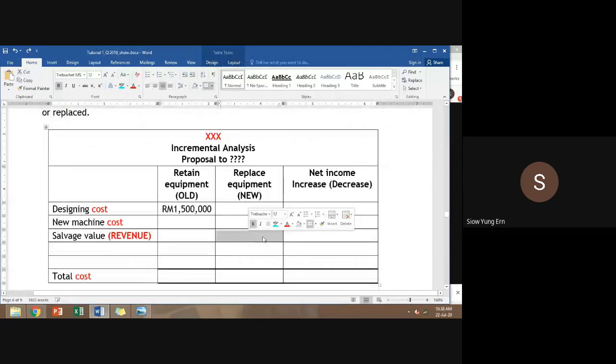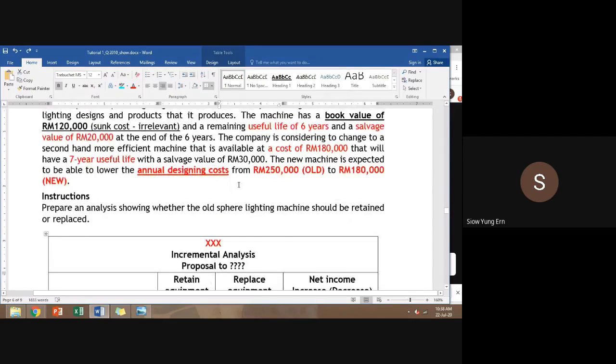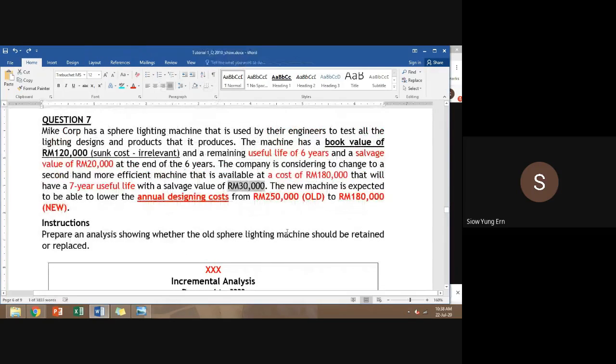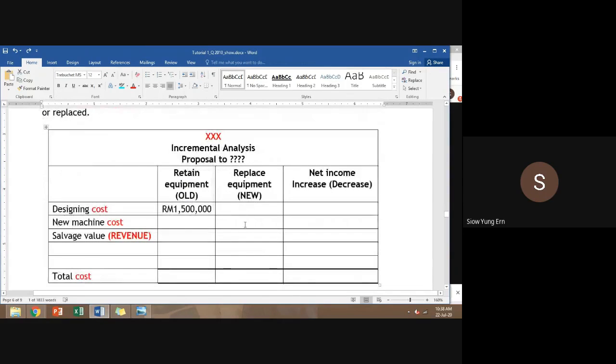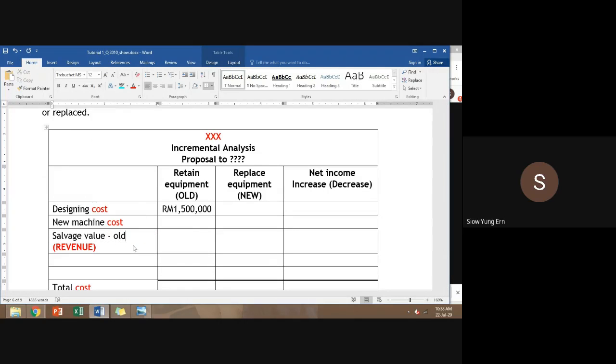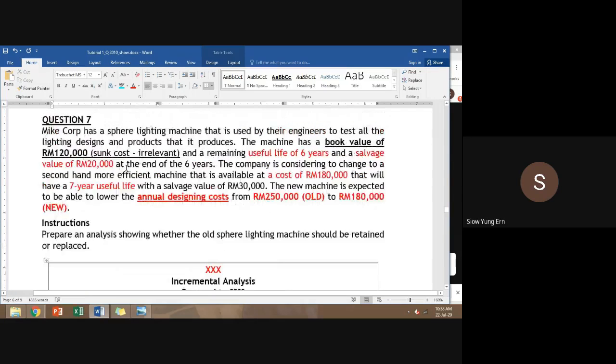Okay, next, you are going to sell off your old machine because you are going to buy the new one. So how much? 30,000. But 30,000 is the new machine. If you sell off the new machine, then you got no more machines. Normally, when we sell the salvage value, we sell off the old machine. And then we buy the new machine. So, correct, 20,000 because we sell off the old machine.